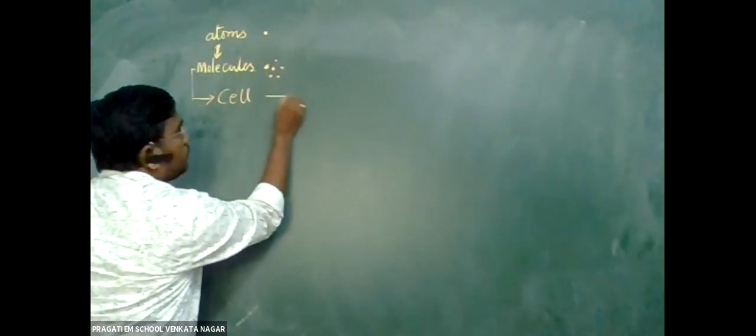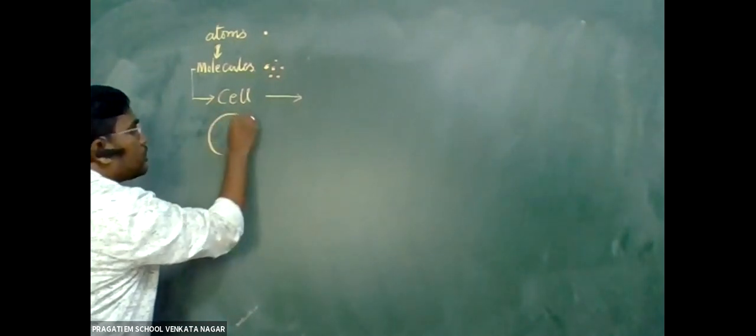So this cell is the basic unit of all living organisms. This particular cell is composed of molecules. These molecules are composed of atoms. So a living organism is composed of this type of organization. We move on to see the cell.